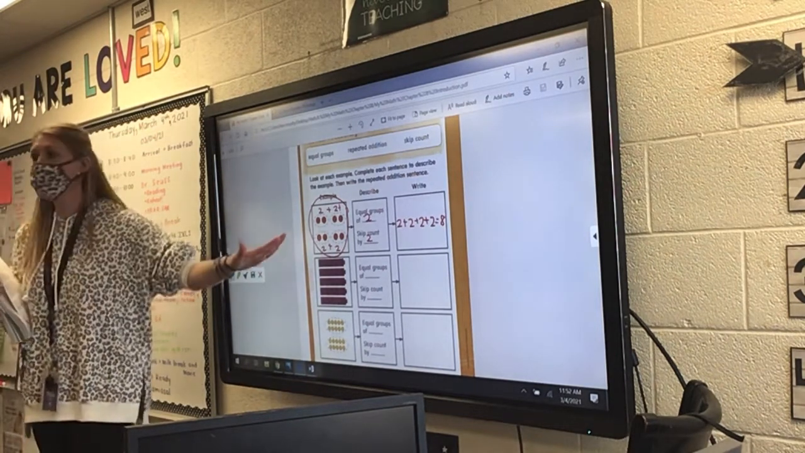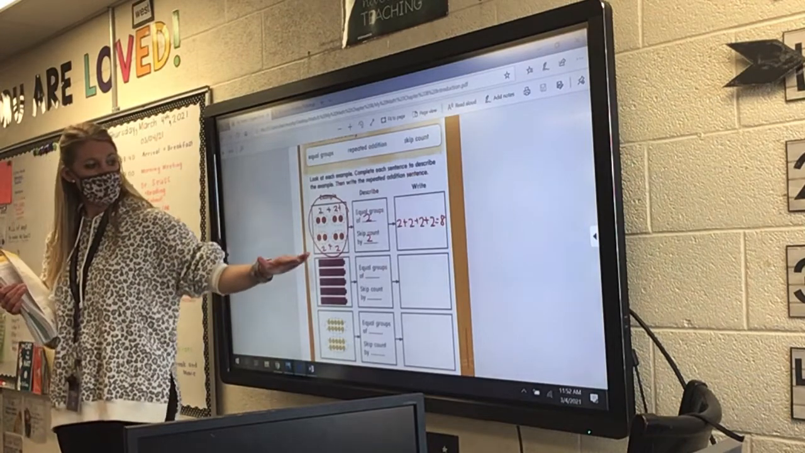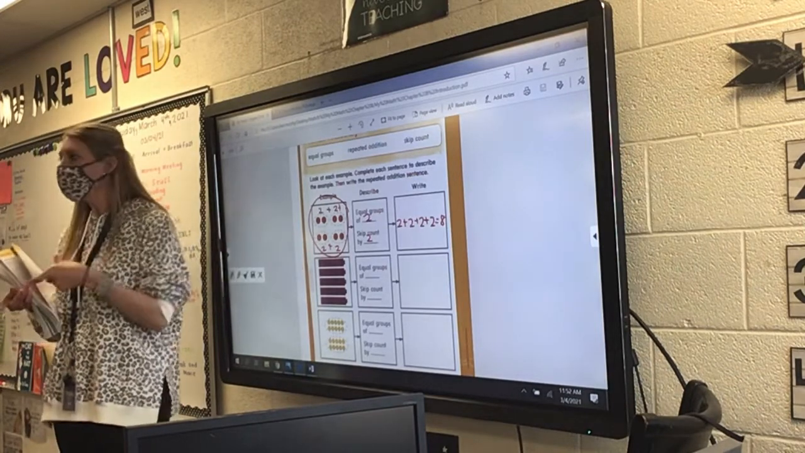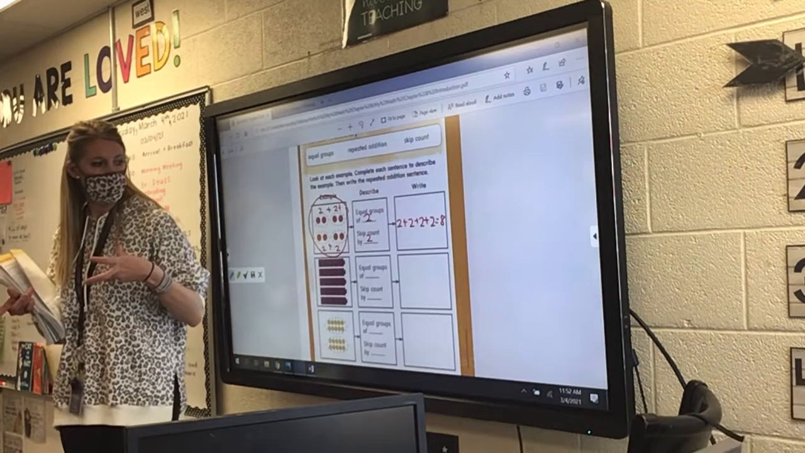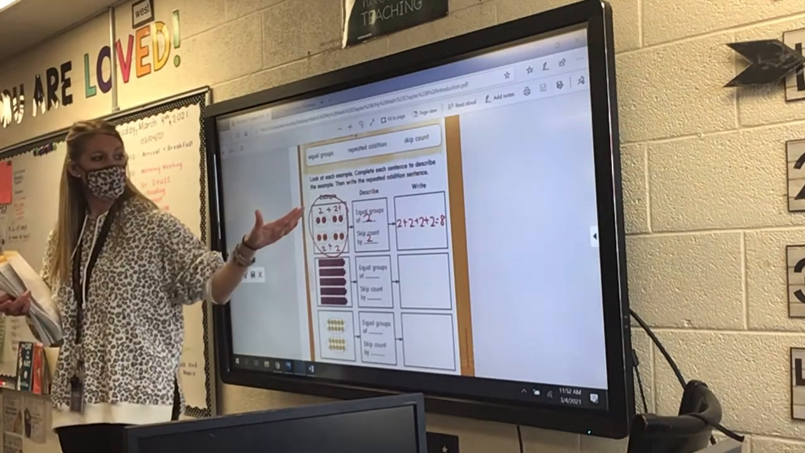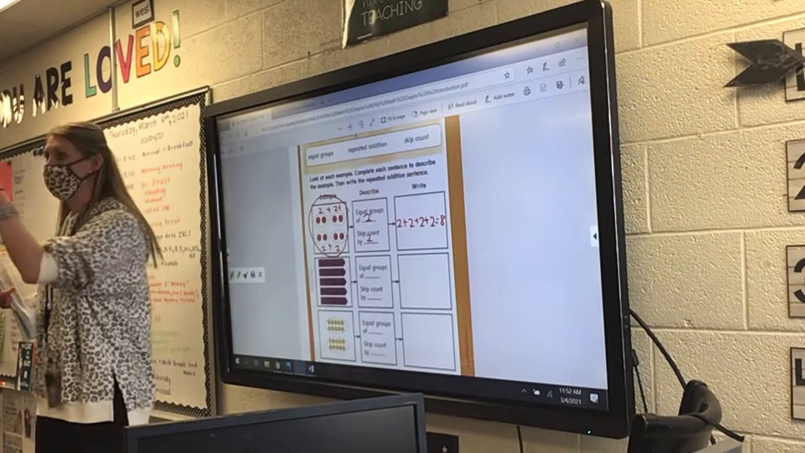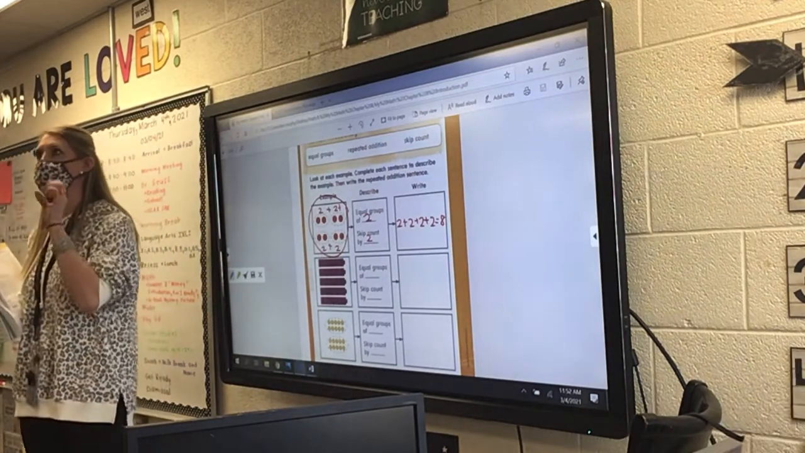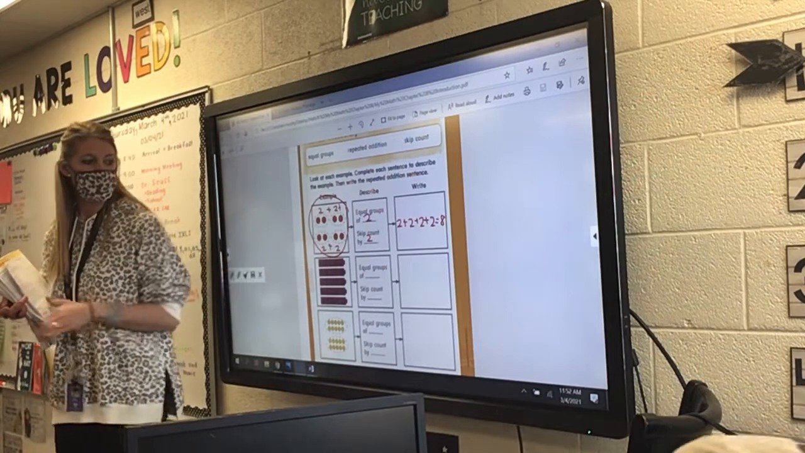Okay, let's go on to this next one. Look at these. These are blocks. They're Unifix cubes that are all put together. So look how many groups I have. So these were circled. These are not. So look at the stick. I would call them a stick of Unifix cubes. How many sticks do I have?